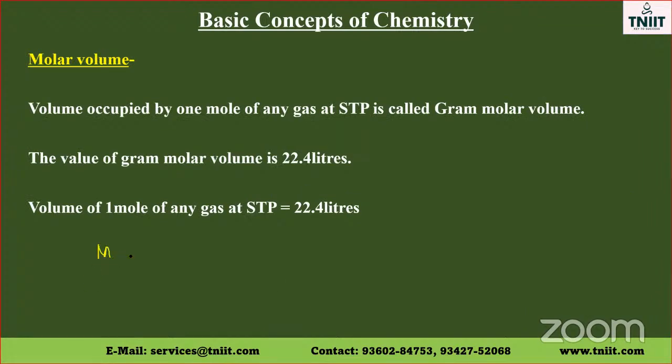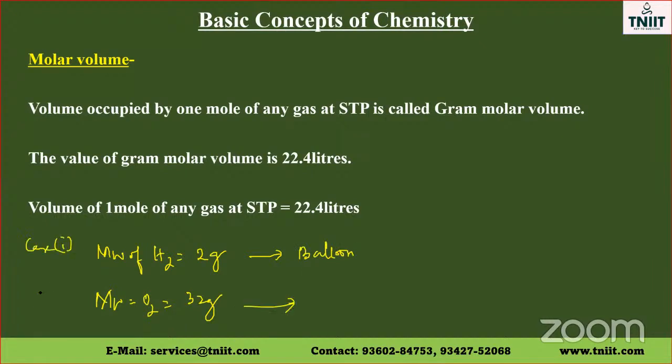Now, the molecular weight of hydrogen is 2 grams. Similarly, the molecular weight of oxygen is 32 grams. Oxygen is 16, 16 into 2 is 32. Now, if we blow 2 grams of hydrogen into a balloon, the balloon gets blown. This is case 1. In case 2, if we blow 32 grams of oxygen into a balloon, that also gets blown.